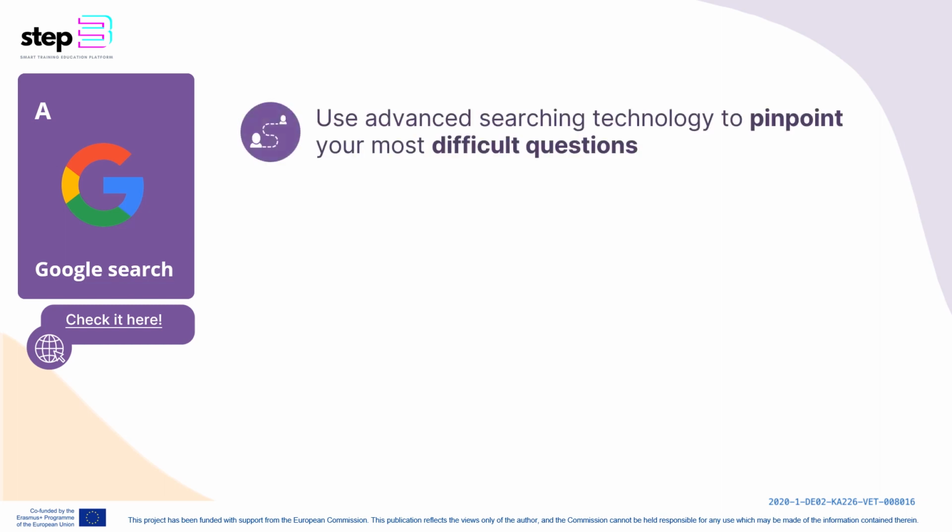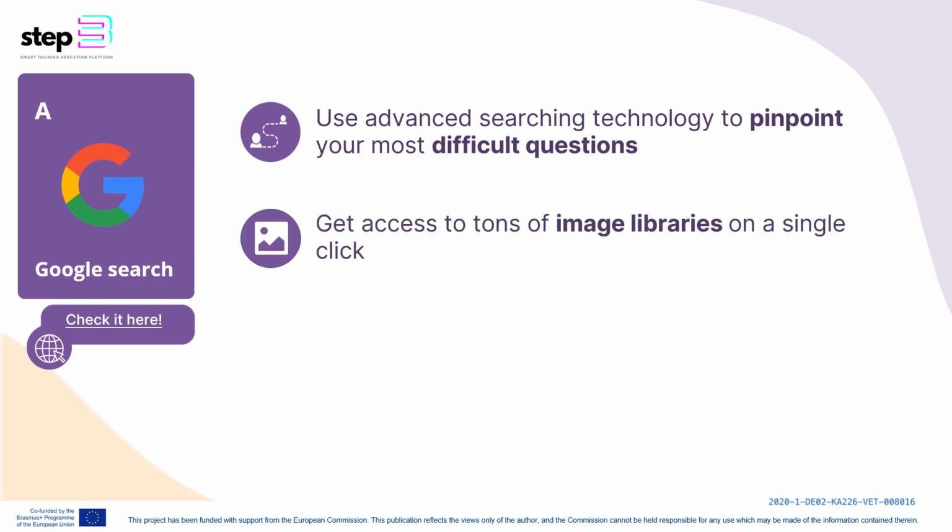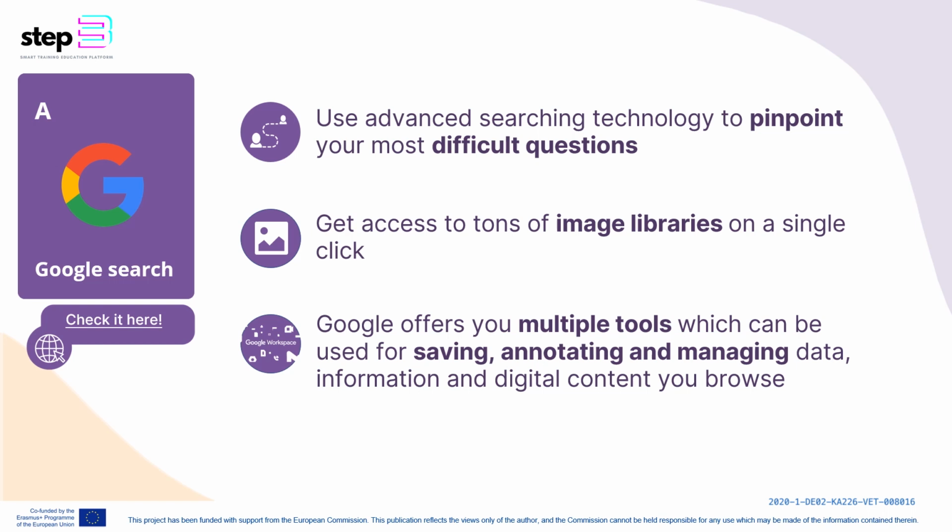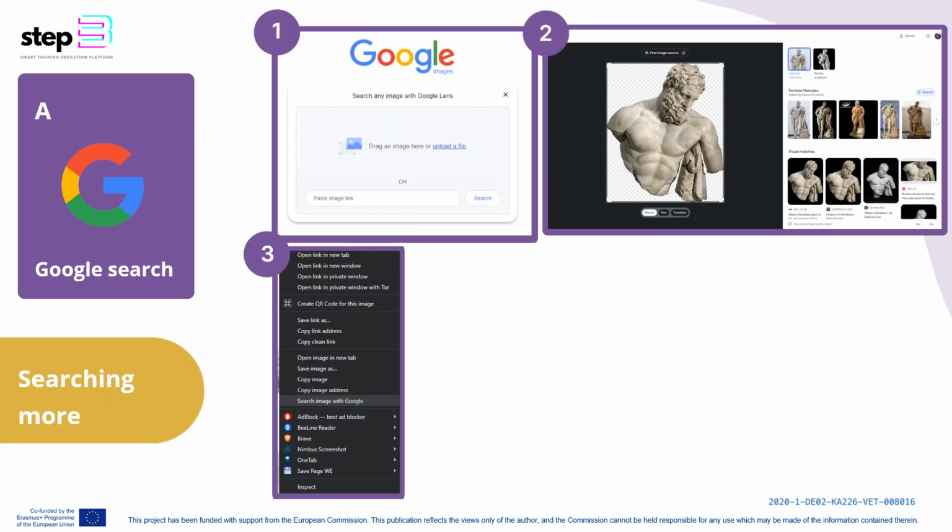Google is so popular that people use it as a verb when they say that they want to search for something online. Anything that comes to mind is searchable on Google, and it might even give you the results you didn't know you needed. Google can offer advanced searching options to pinpoint your most difficult questions. You can get access to tons of image libraries in a single click, and on top of that, Google features a variety of products for file sharing, meetings, and productivity. To use image search, drag and drop an image and click search.